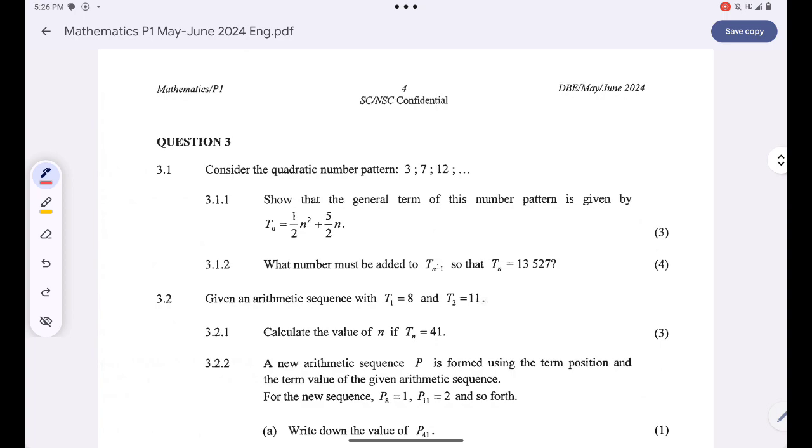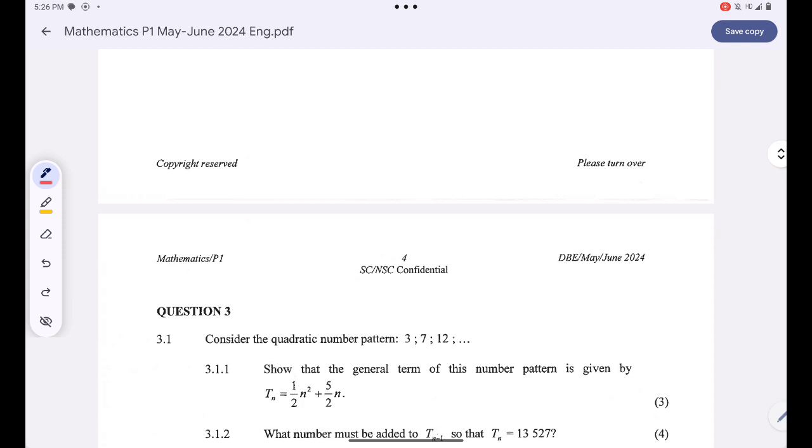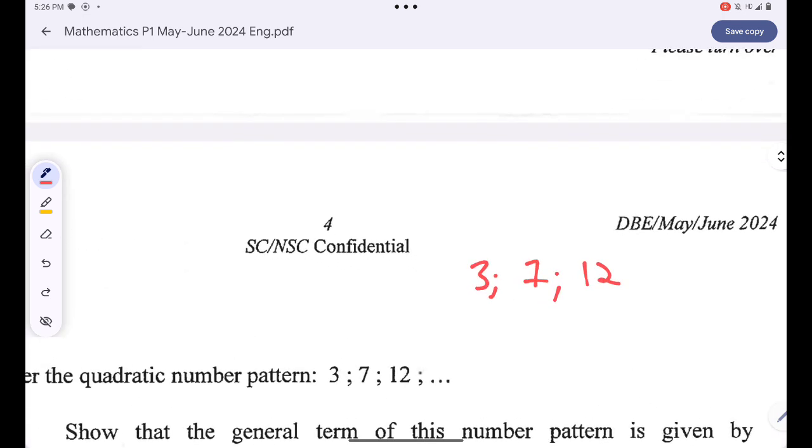We are told that we must consider the quadratic number pattern, which has terms 3, 7, and 12. The quadratic number pattern has two differences, the first difference and the second difference. Remember that your first difference is arithmetic, and your second difference is constant.